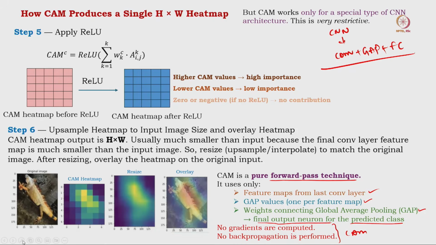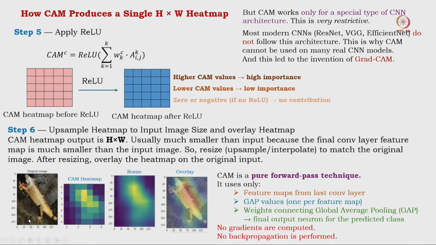This is too restrictive. Therefore, modern architectures don't use CAMs to find out the features that are important. Actually, this is the reason why Grad-CAM was invented. So, nowadays it is Grad-CAM that is used more than CAMs. With this, we have come to the end of this session, where we have seen the working mechanism of Grad-CAM and CAM. In the next session, towards the end of this week 5, you will see the hands-on implementation of XAI methods.